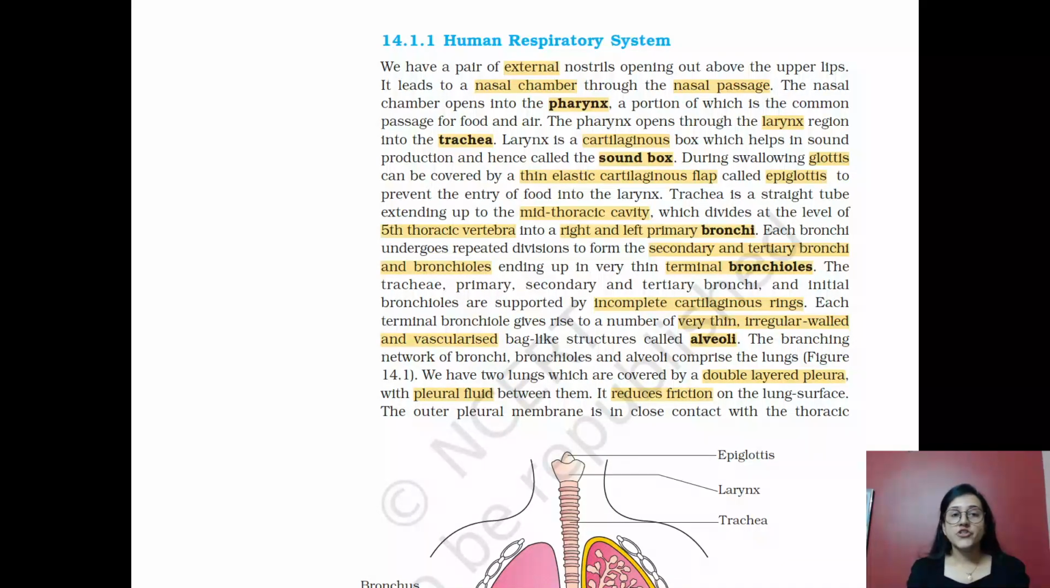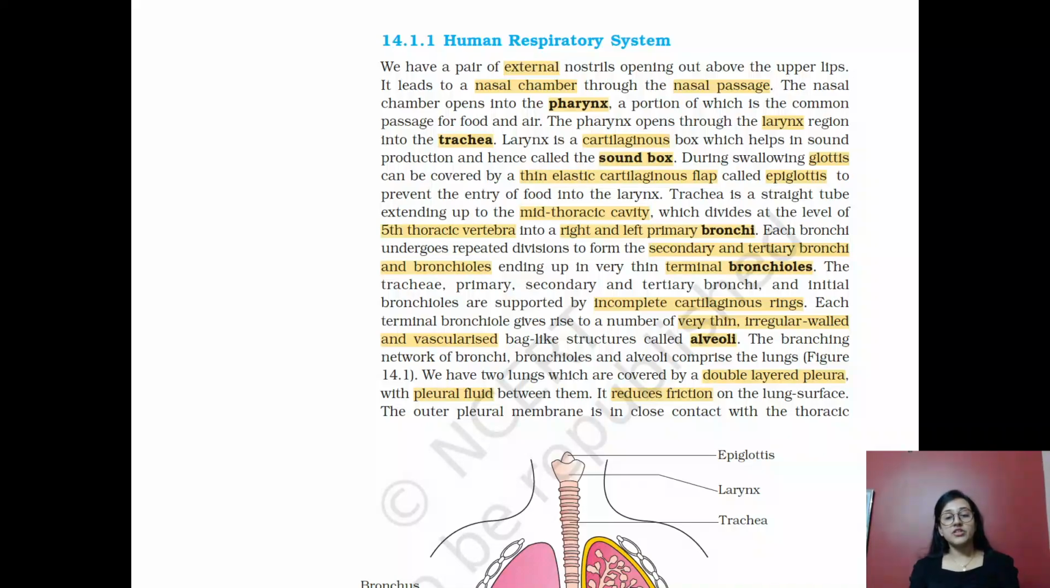So there is continuation of larynx to trachea, which is again a straight tube, and it extends up to the mid-thoracic cavity, and at the level of 5th thoracic vertebra, it is divided into 2 pipes. One that goes to the right is known as right primary bronchi, and one that goes to the left is known as left primary bronchi. Then each bronchi undergoes repeated division. The initial divisions are known as secondary bronchi. Then when the secondary bronchi are again divided, these are known as tertiary bronchi.